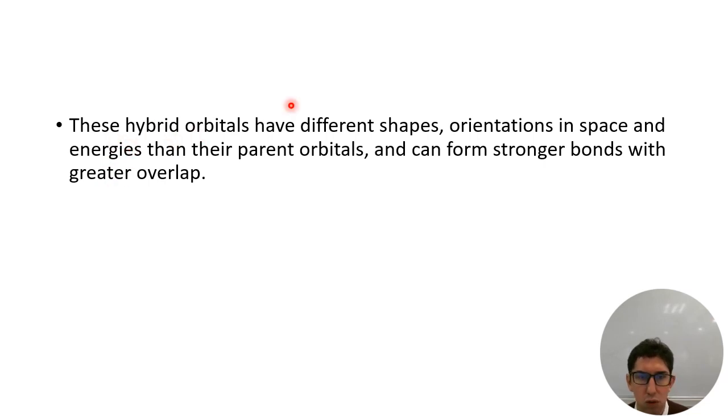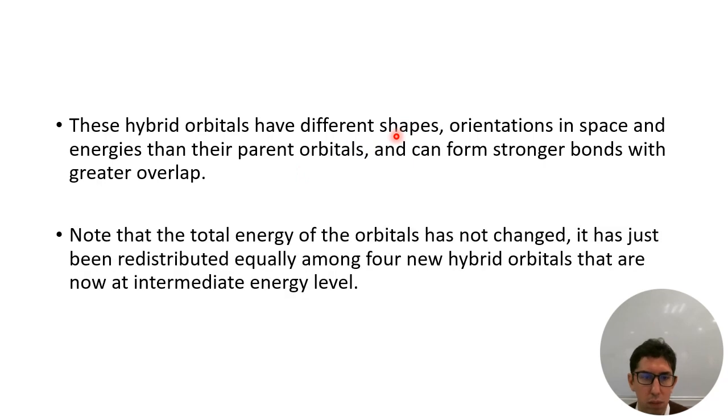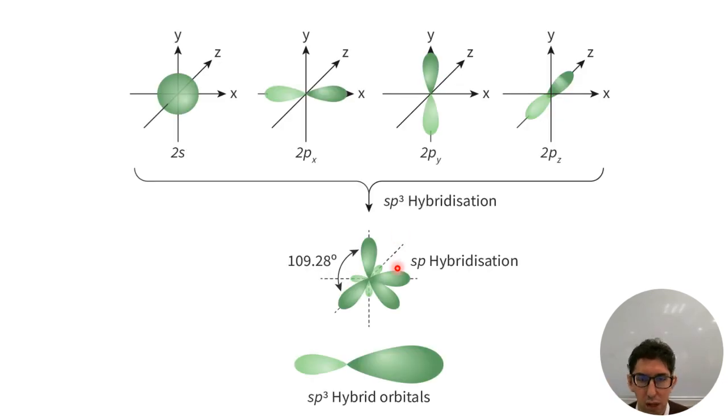So these orbitals have different shapes and different orientations than their original orbitals, and can form 4 strong bonds. We already mentioned that the total energy of the orbitals has not changed. It's just been redistributed, so it's equal among the 4. So let's have a look at that.